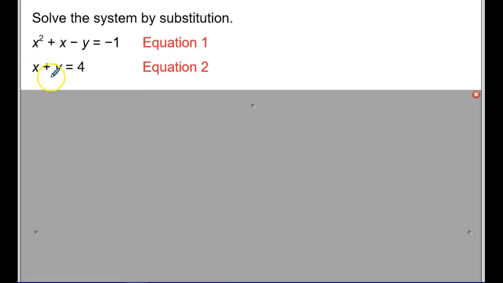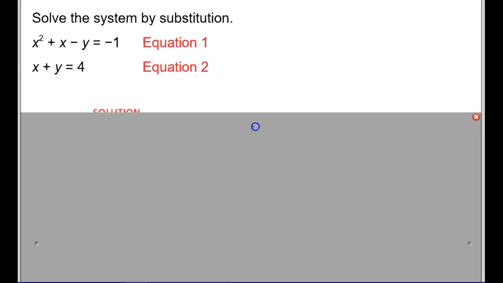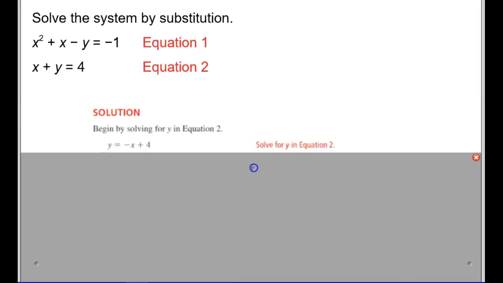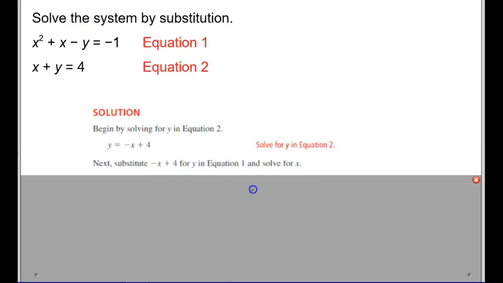Okay, so now we're going to be using substitution. Okay, so the first thing I want to do is I want to get one equation written in one variable. So I'm going to solve for y in this second equation. And I just use the second equation because it's a little bit easier. Okay, so I solve for y there. So y equals -x plus 4 because I just subtract x from both sides. So now anywhere in this top equation where I see a y, I plug that information in.